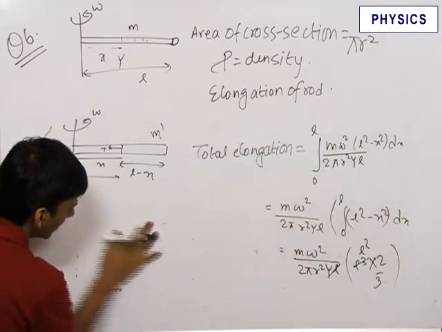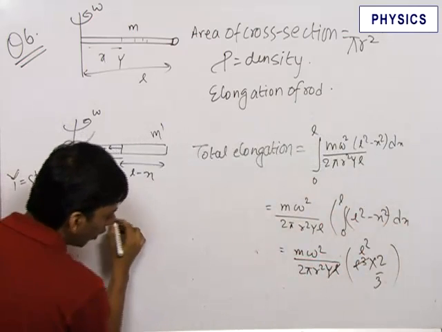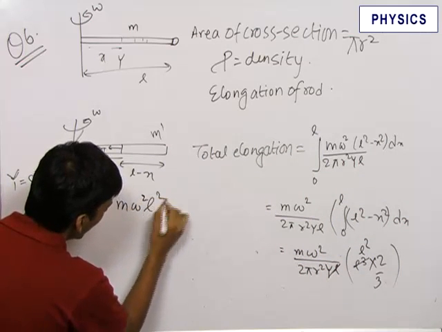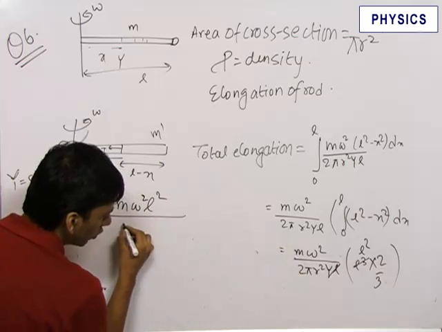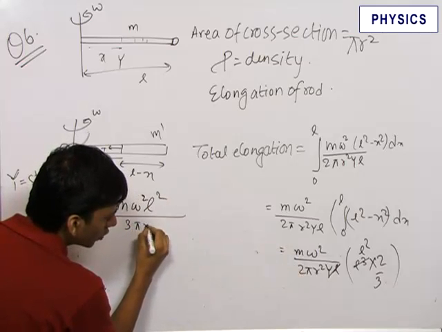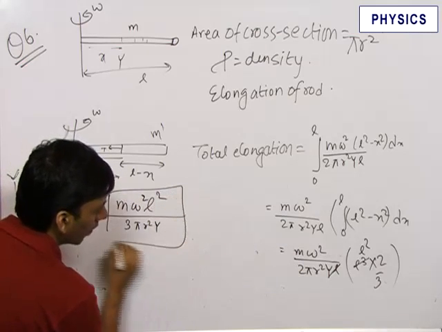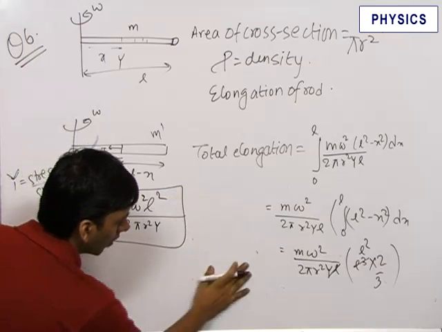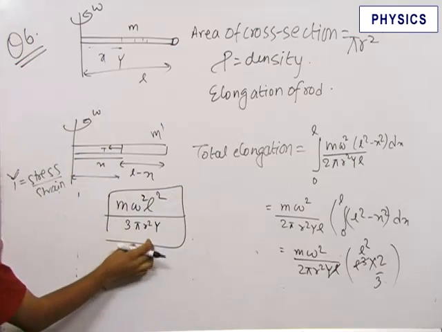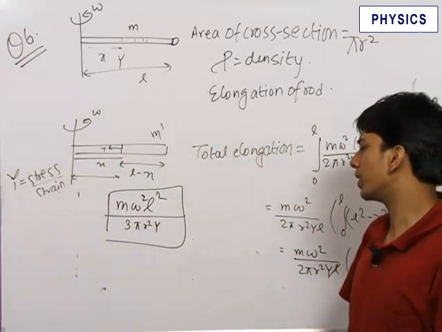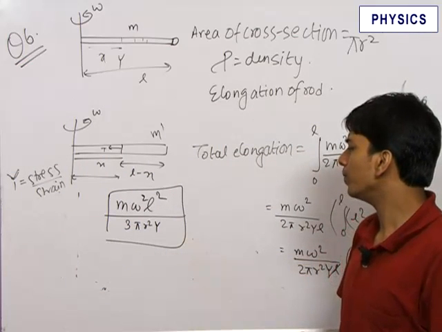So the final answer for the total elongation in the rod comes out to be equal to m omega square L square, the 2 gets cancelled also, 3 pi r square into Y. So the final answer for the total elongation of the rod comes out to be equal to m omega square L square upon 3 pi r square into Y.